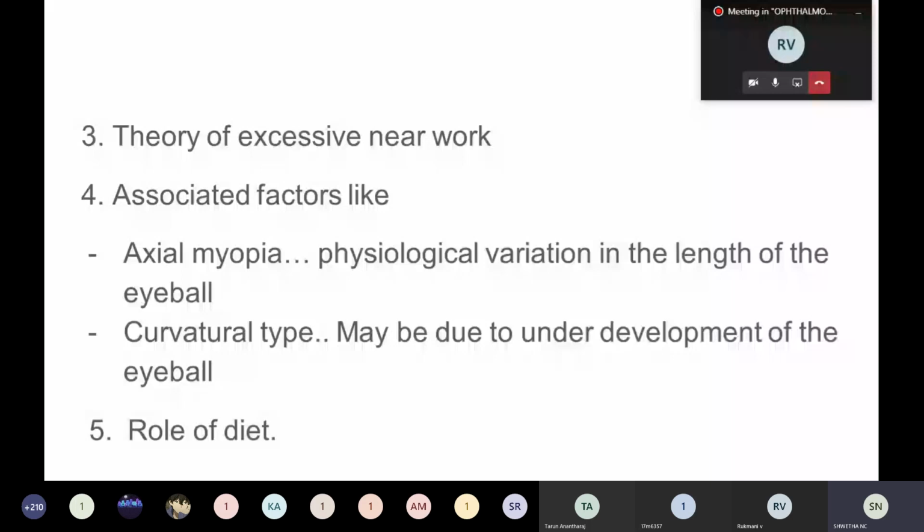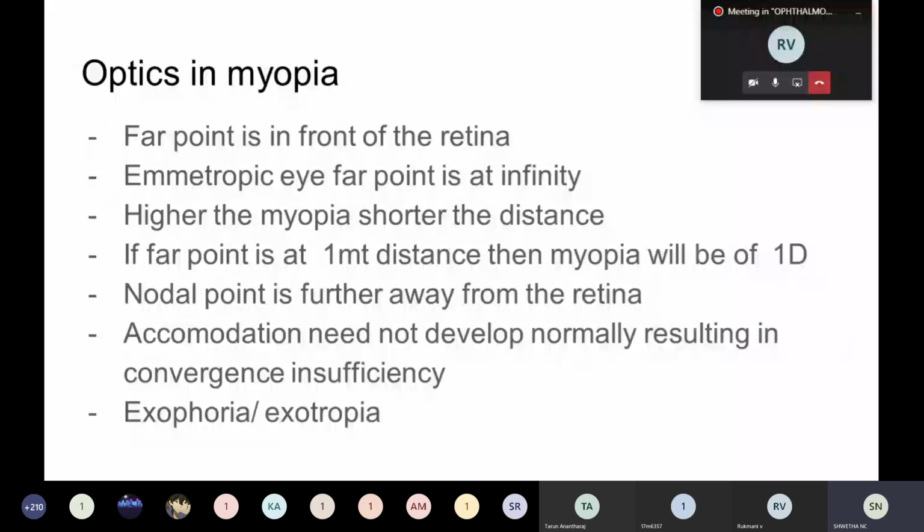So these are some of the causes for myopia. The simple myopia is mainly a normal physiological variation, maybe due to some genetic factors. Now we'll go to what the optics in myopia is. What happens to the optics in simple myopia?